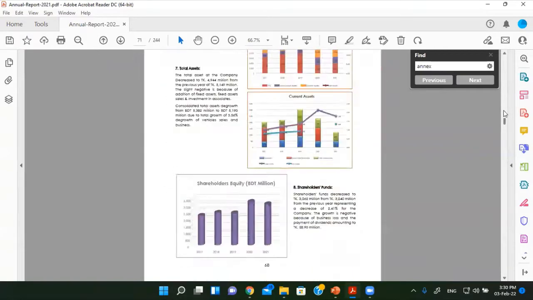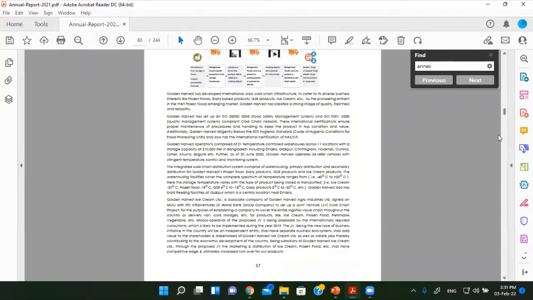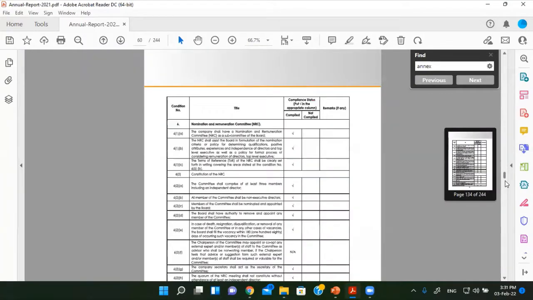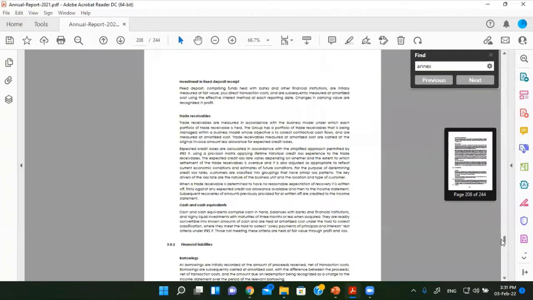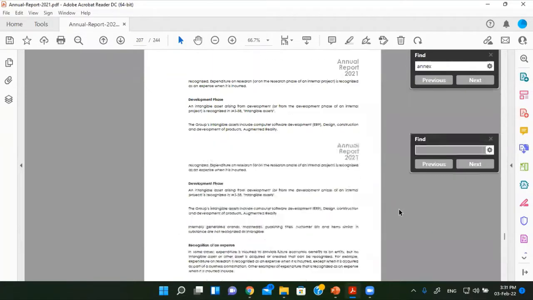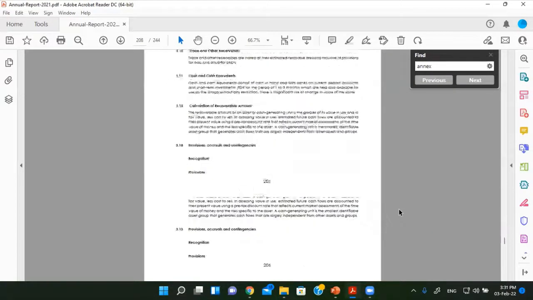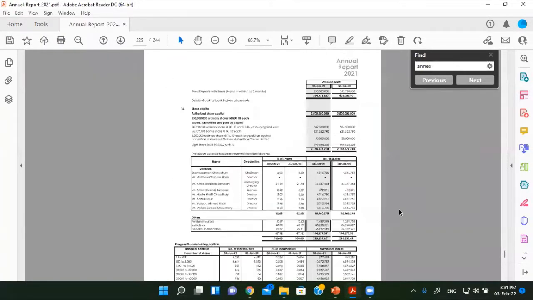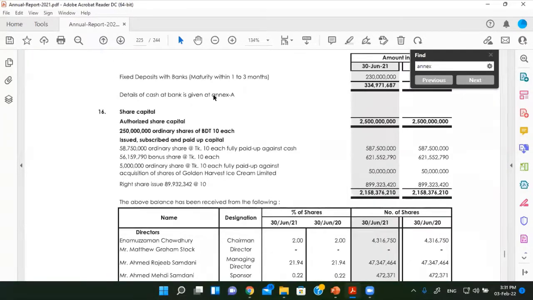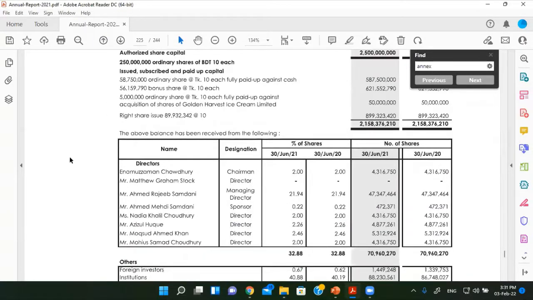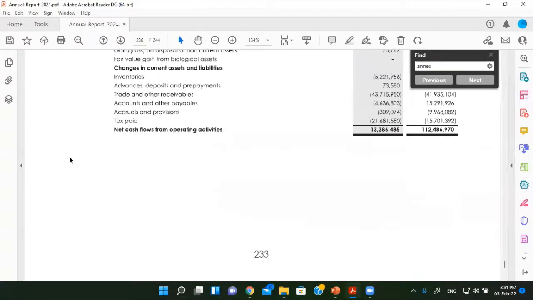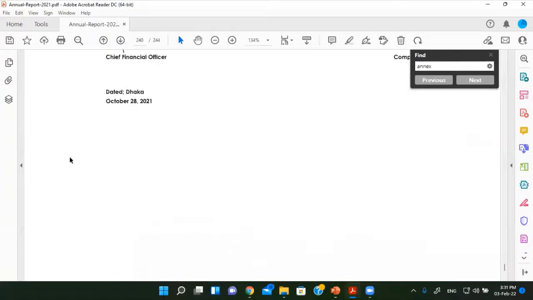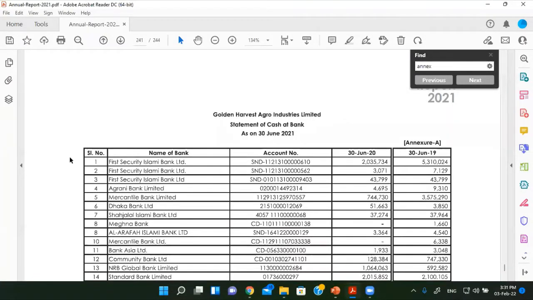They have mentioned that they have provided details in the annexure A. Where is this part? Annex A. Let me take it to the finishing of notes. Yeah, here it is.